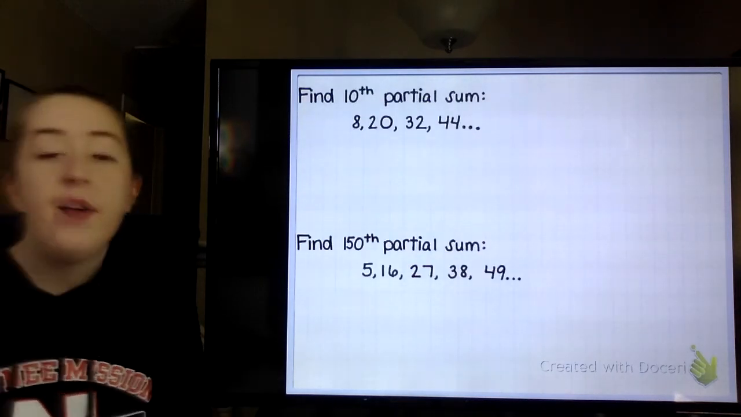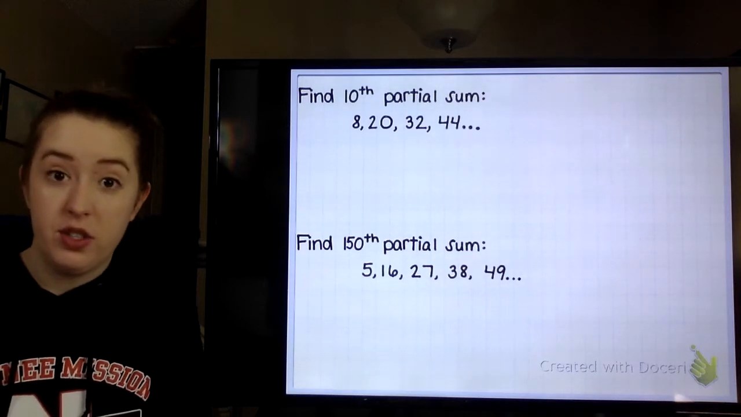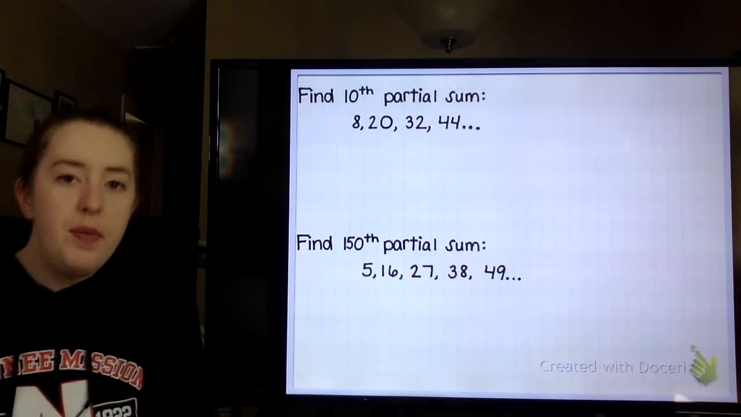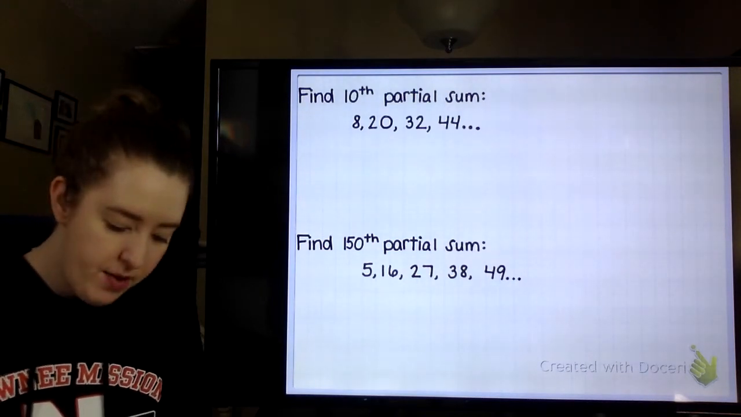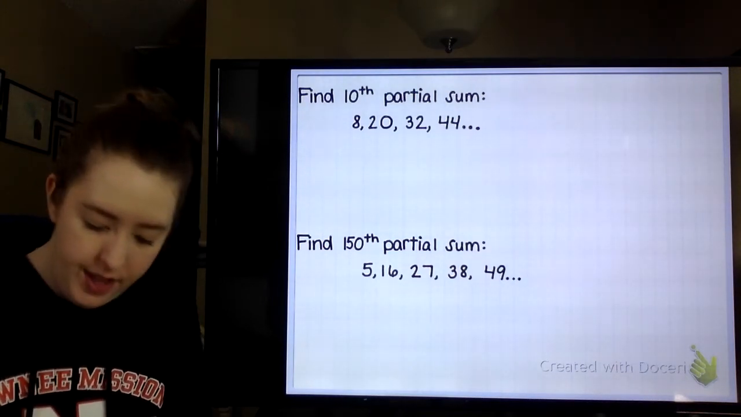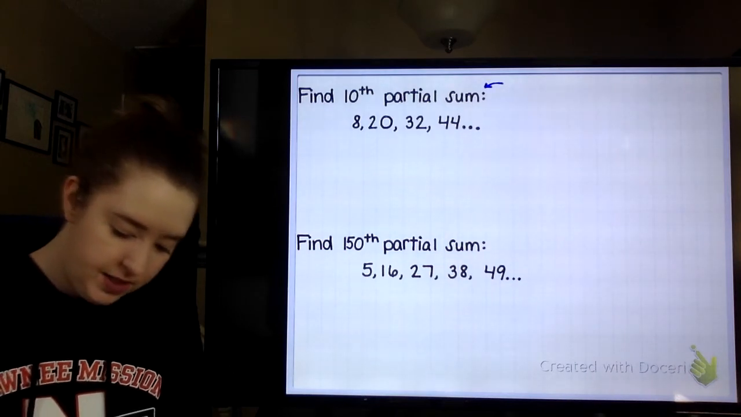Okay. Now we want to find the fourth partial sum. So remember, a partial sum is basically saying I want the sum of the first 10 terms.